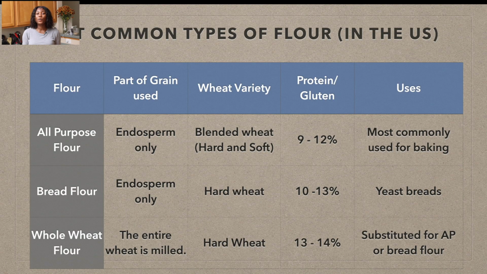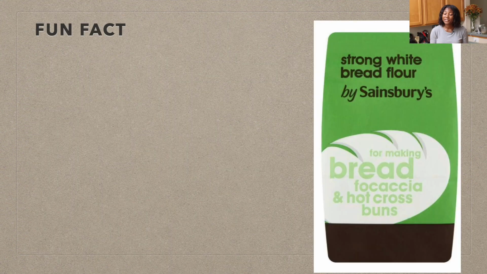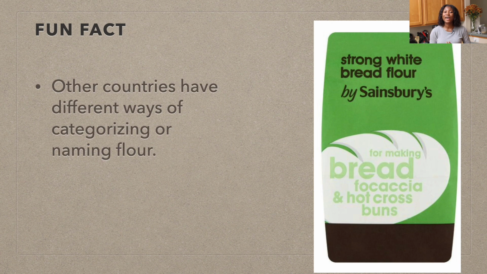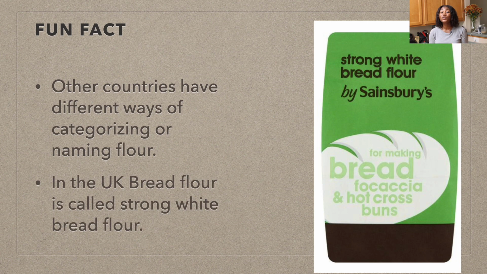Compared to the three flours, whole wheat flour is the most nutritious because it still has a germ, which has some vitamins, and it has a bran, which also contains fiber. Here's another fun fact. Other countries have different names for different types of flours. For example, in the US, we have bread flour, and the same flour is called strong white bread flour in the UK.